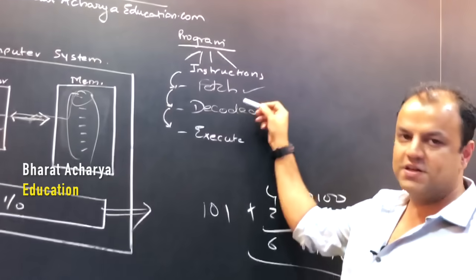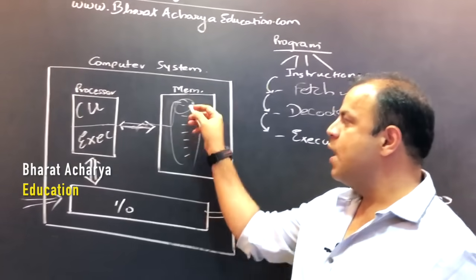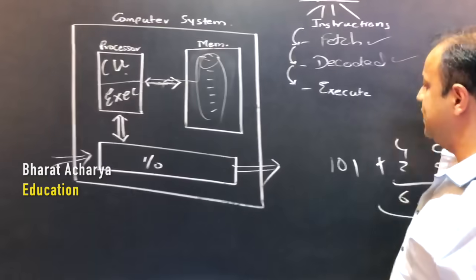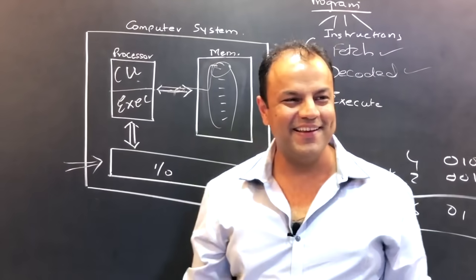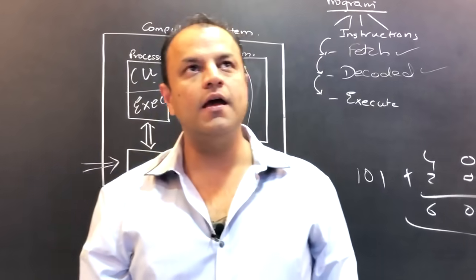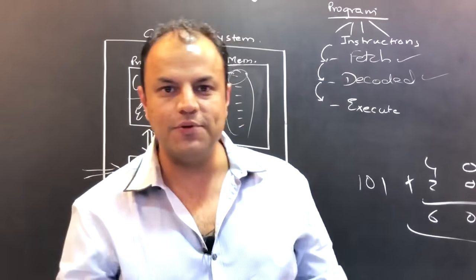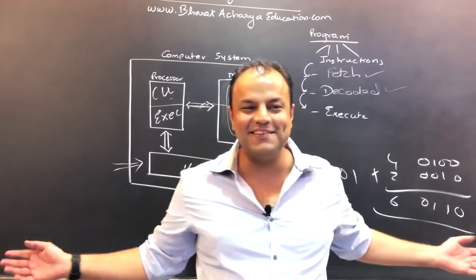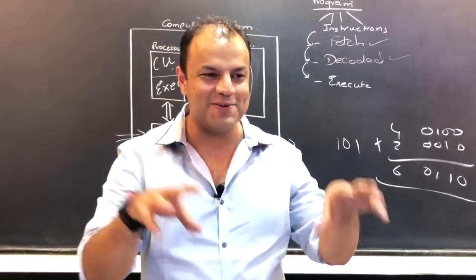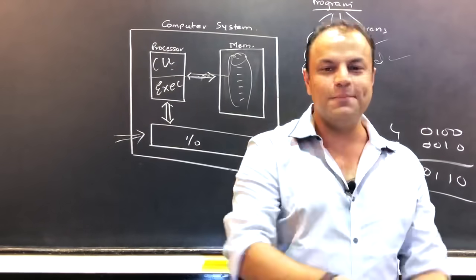A program is a set of instructions. Every instruction first of all has to be fetched. Once it is fetched, it has to be decoded. What is decoding? Converting the instruction into binary form is decoding. Rubbish. Typical viva question, typical viva answer, typical marks.